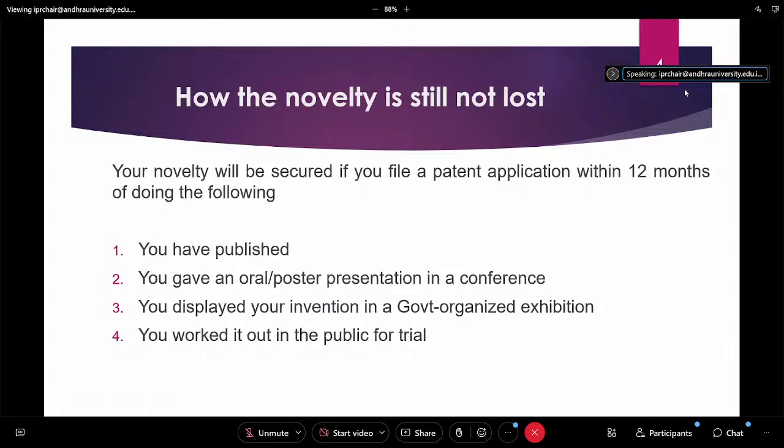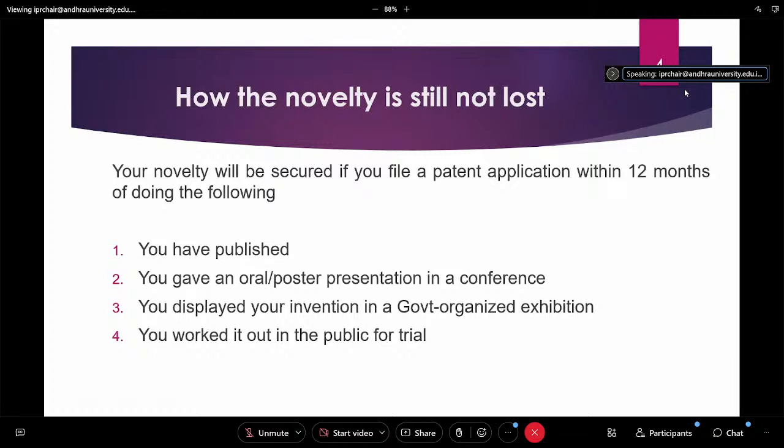Or you have worked it out in the public for trial. There will be some inventions that you cannot even know whether it works or not unless you work it out in the public. For example, there is a regular question that comes, that some guy has invented something related to the drainage system of a multi-story apartment. If the guy sits in the lab and just guesses that, yeah, this is going to happen, it might not happen in reality, right?